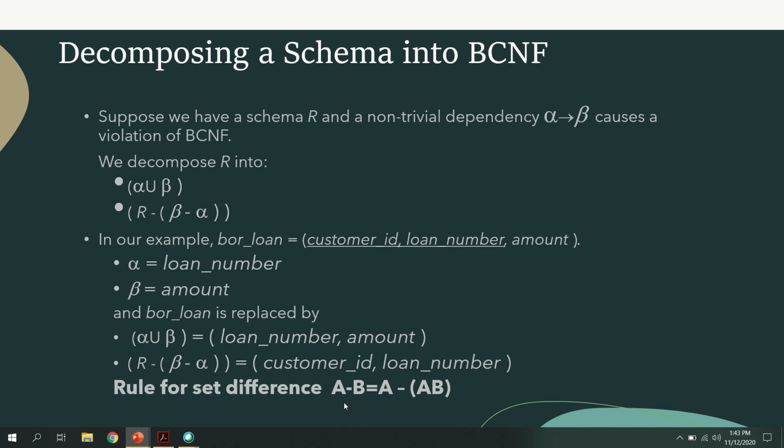Okay. So this is how we will get the decomposed tables. So these two tables will be created if you apply these two rules. So this is all about the BCNF.